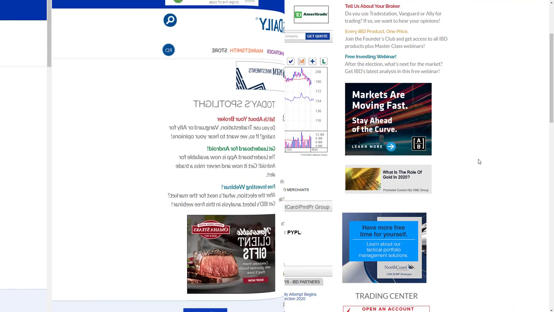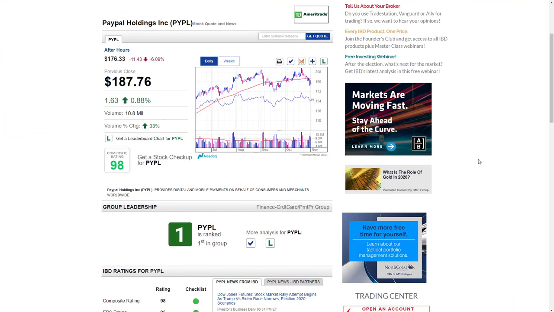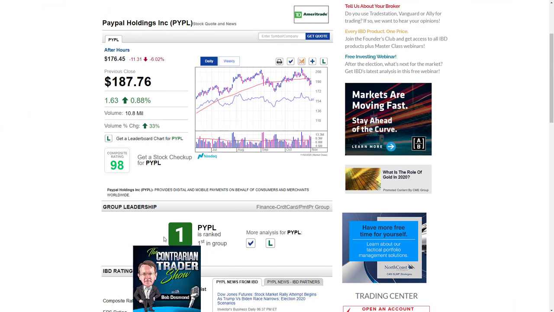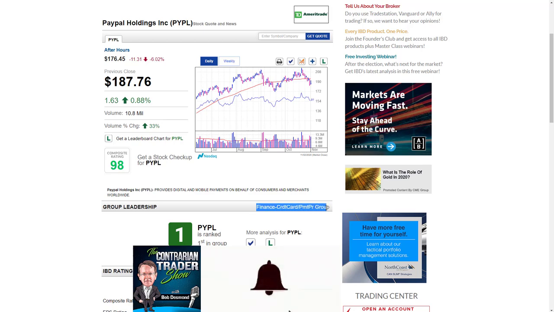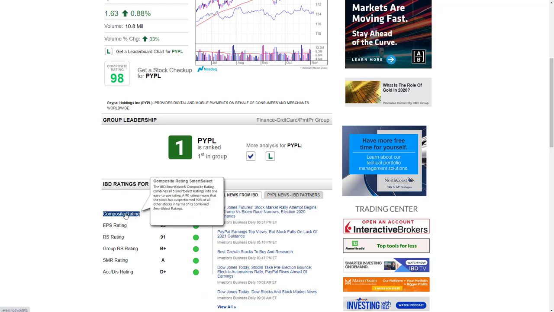Now, when you take a look at the quality of this company in terms of industry dominance, they are ranked number one by IBD in the finance credit card payment processing group. Their composite rating, which is measured by IBD, combines all five Smart Select ratings, which are proprietary to IBD, into one easy-to-use rating. A 90 rating means that the stock has outperformed 90% of all other stocks in terms of its combined Smart Select ratings. In short, it's top tier relative to all other stocks.